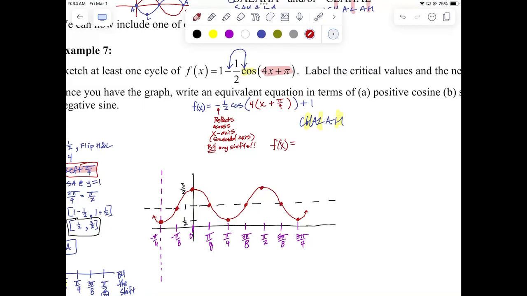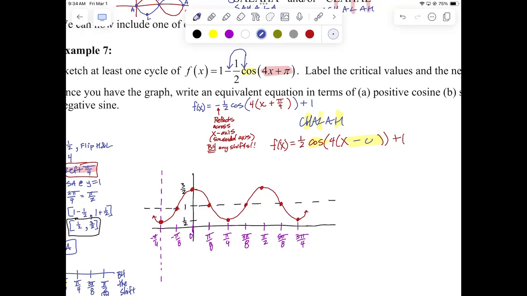Let's do a positive cosine. If I'm going to do a positive cosine, it's positive 1/2 instead of negative. Cosine, it's still a 4. The only thing that's different is the phase shift. It's still +1. So for a positive cosine, I need to shift over to a place where I start at a high point. Remember, positive cosine starts at a high point. Where's your favorite high point? 0. 0 is a high point.